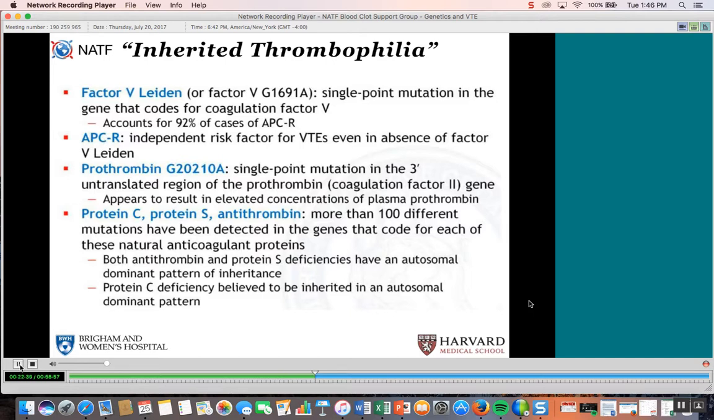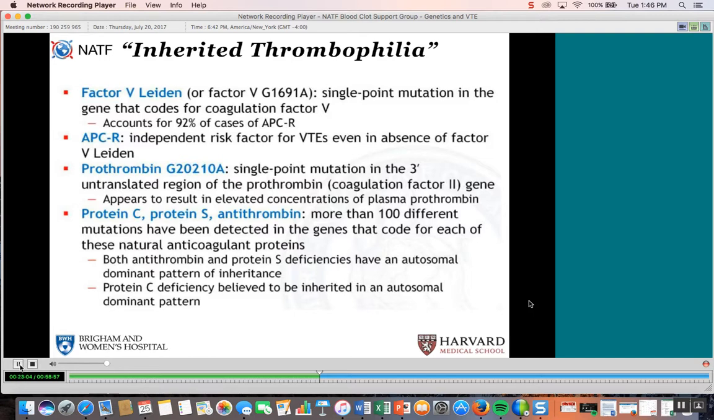Then this prothrombin G20210A, the mechanism is not very clear, but what we think is that it causes higher levels in the blood, a higher concentration of this precursor of this clotting factor, and that's why you have a higher risk.